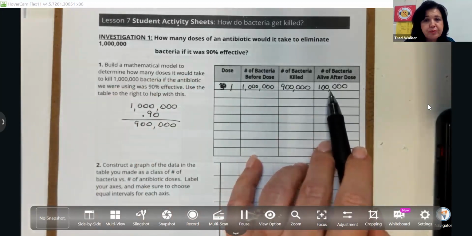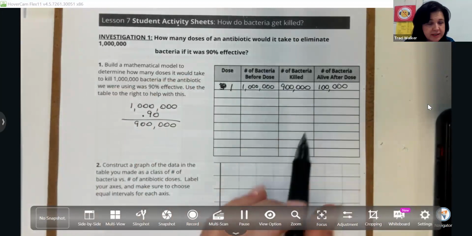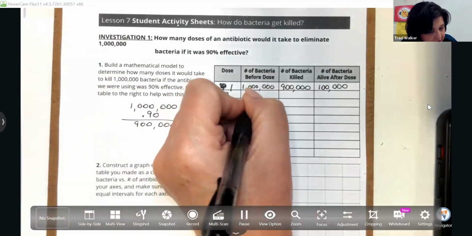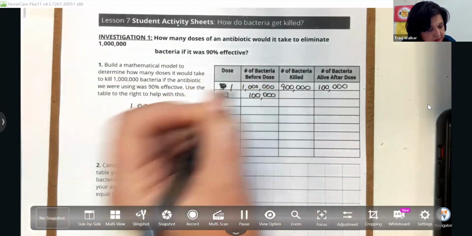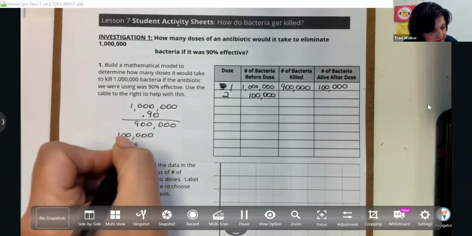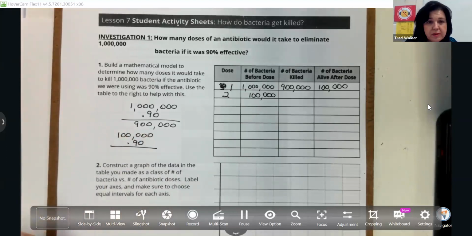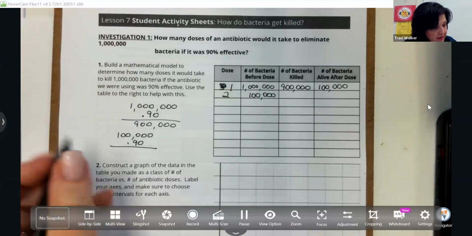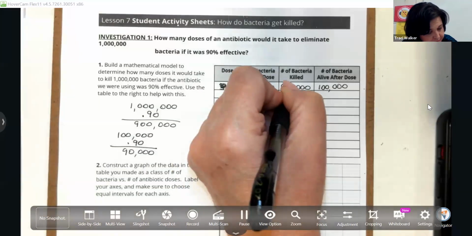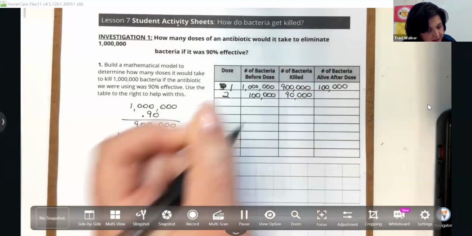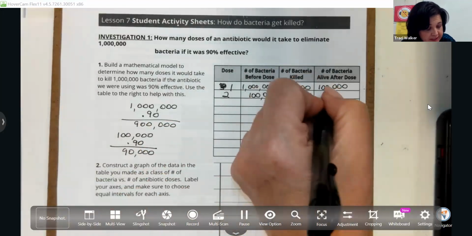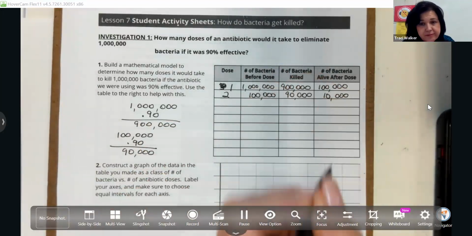Okay, so we got to take some more antibiotics. So we're going to take a second dose, and we only have 100,000 alive before this dose. So 100,000 times 0.90, we're going to kill 90%. So that means we're going to kill 90,000 of them. And so if we subtract 100,000 minus 90,000, that means we only have 10,000 left alive.